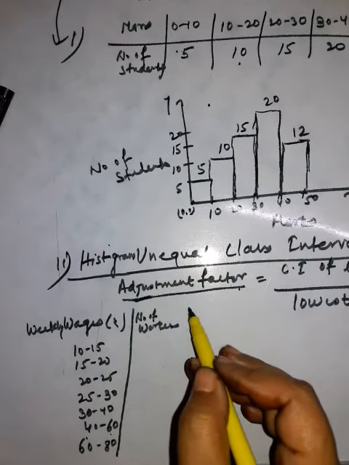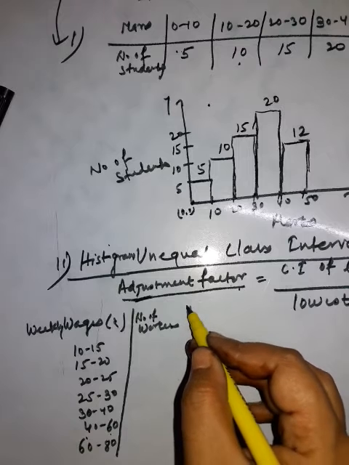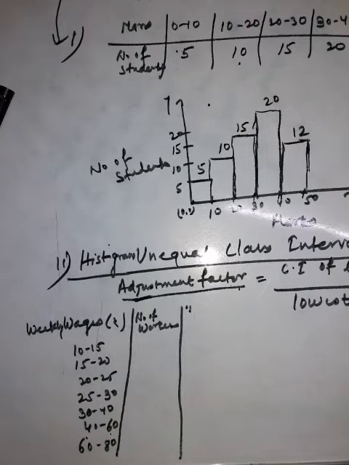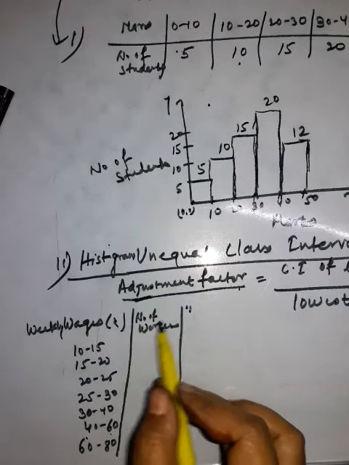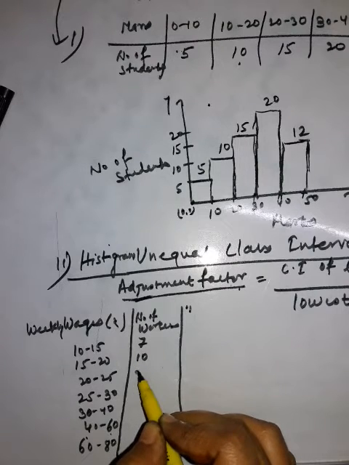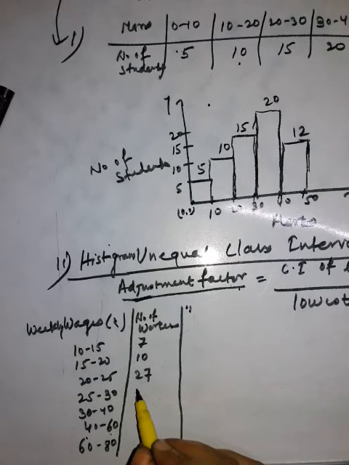In that case, how can we draw a histogram? Okay, so as I said, suppose the number of workers is given as 7, then 10, then 27, then 15, then 12, then 12, and then 8. First we have to find the adjustment factor.